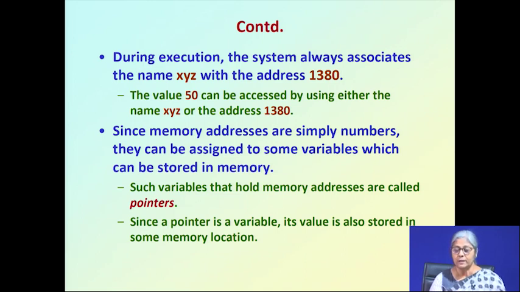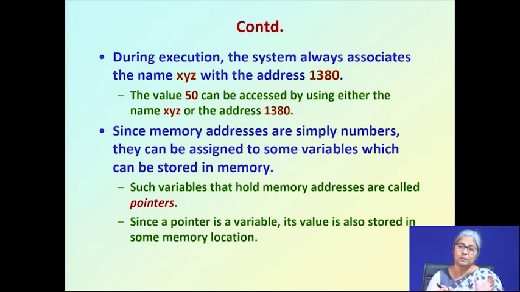Since memory addresses are simply numbers, they can be assigned to variables which can be stored in memory. This is called a memory variable. That means this memory address, again a number, can be stored against a variable. Such variables hold memory addresses only, and these are called pointers. A pointer is also a variable, which we call a pointer variable.